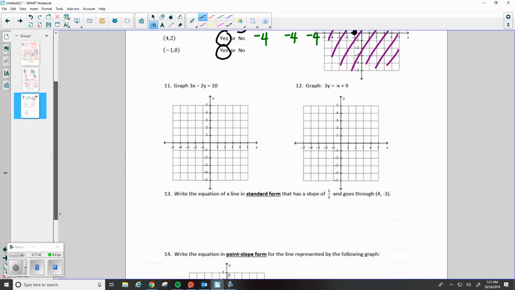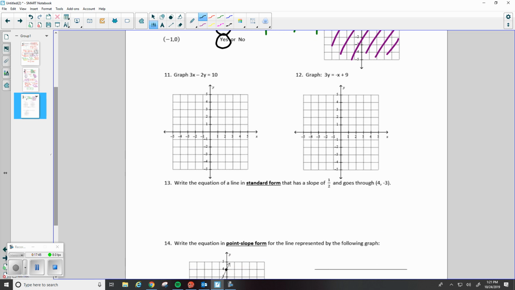Let's take a look at number 11 and number 12. So for number 11, again, let's solve it for y, put it in slope-intercept form. So I would do that by moving the 3x over. So I get negative 2y is equal to negative 3x plus 10. And then divide by negative 2. Everything gets divided by that negative number. We don't have an inequality, so I'm not flipping anything here, but this is going to be y is equal to negative divided by negative is positive. Positive 3/2 x, and 10 divided by negative 2 is going to be negative 5.